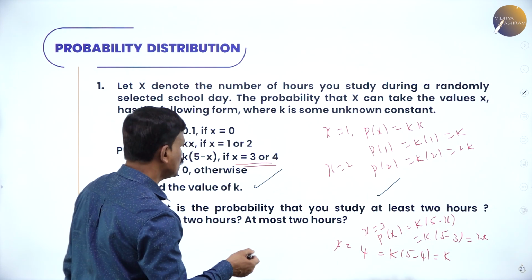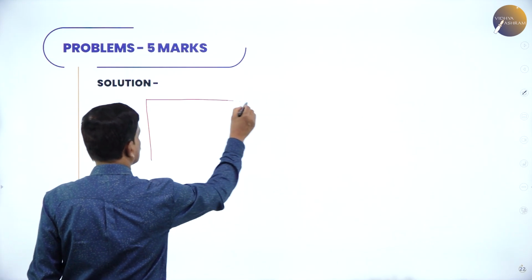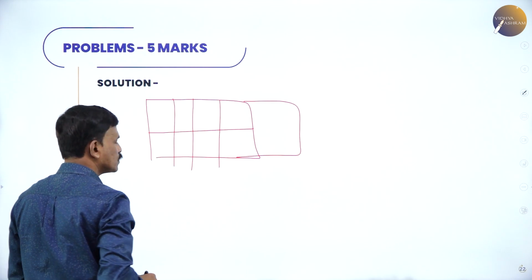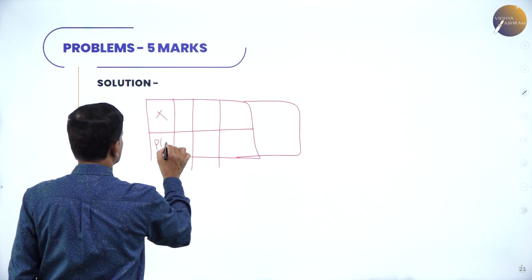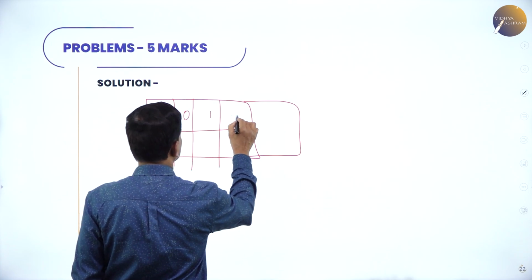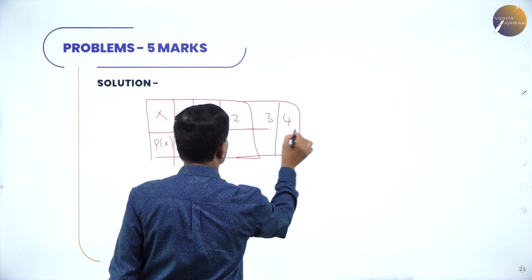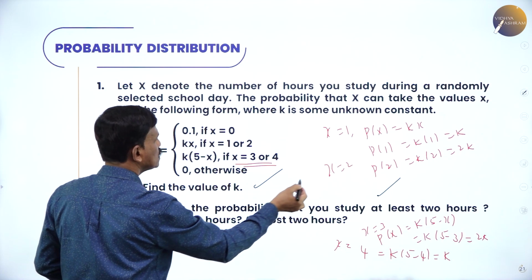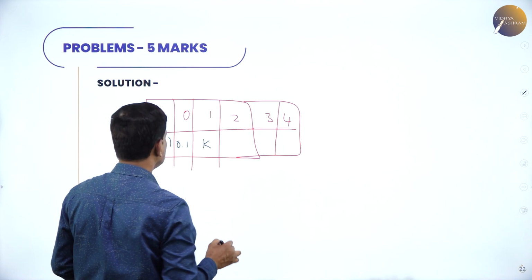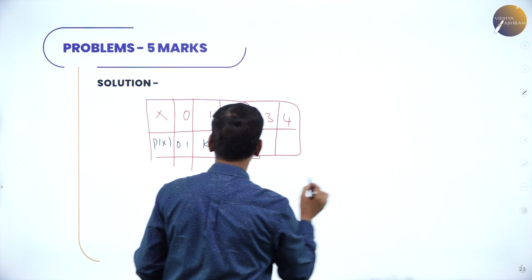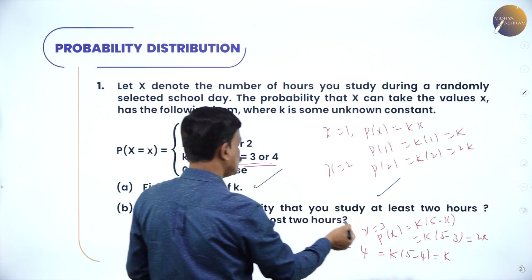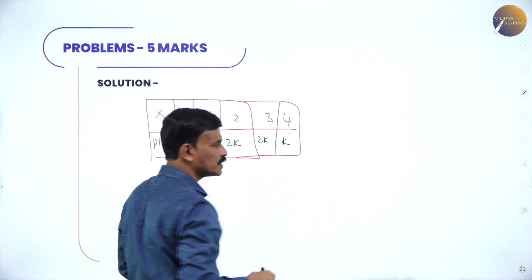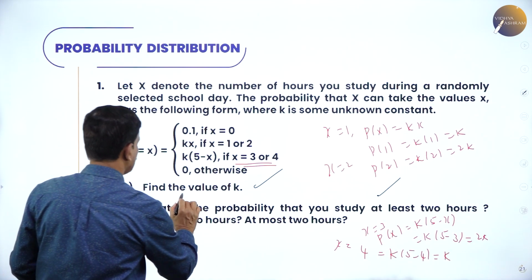Now let us represent all these in a probability distribution table. So let us write here: X and P of X. Here it is 0, 1, 2, 3 and 4. What are the values? When X is equal to 0, this is 0.1. When X is equal to 1, we got K. When X is equal to 2, this is 2K. When X is equal to 3, 2K. And when X is equal to 4, it is K. This is the probability distribution. Now what is to find? Find the value of K.